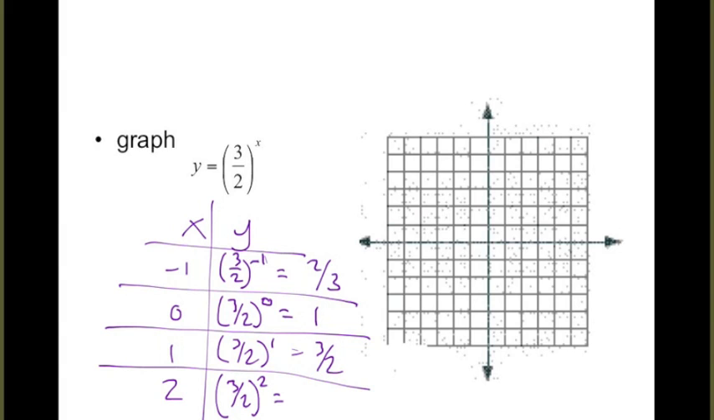3/2 squared. How do I square a fraction? Square the top and square the bottom. Not 9 squared, just 9, over 4, or 2.25. So our asymptote is going to be that x-axis. -1, 2/3, 0, 1, 1.5, and 2.25.